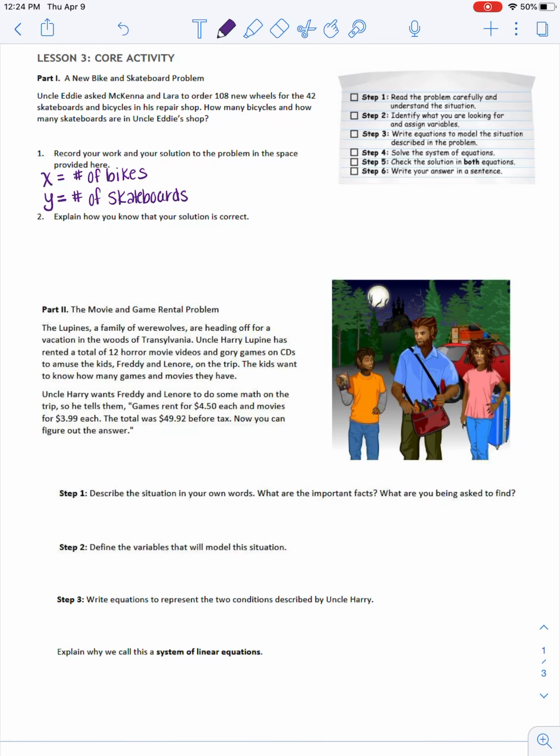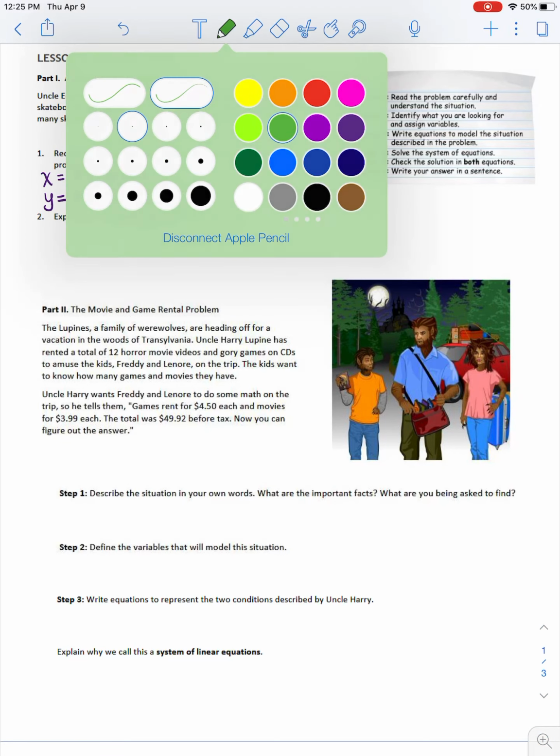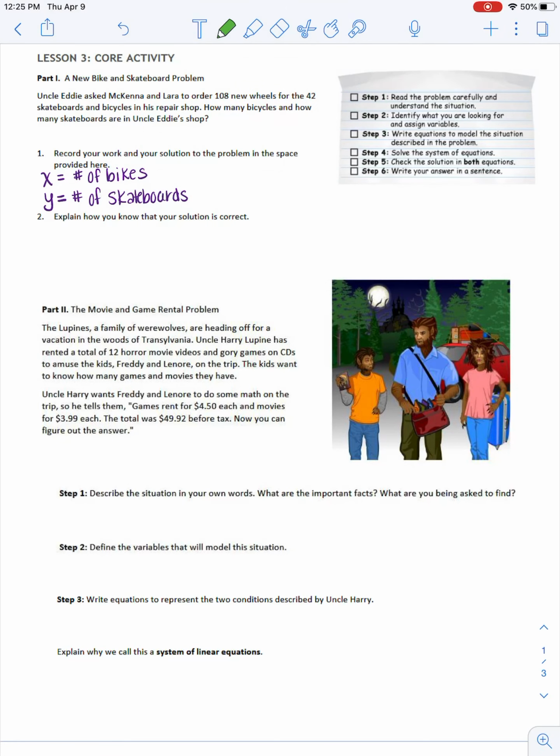And this is not the first type of problem that we've done like this. We have done several bikes and skateboard problems. So we know a couple of things before we write our system. We know that there are 108 wheels and that there are 42 skateboards and bicycles altogether. So one of our equations is going to deal with the number of bikes and skateboards, and the other one is going to deal with the number of wheels.